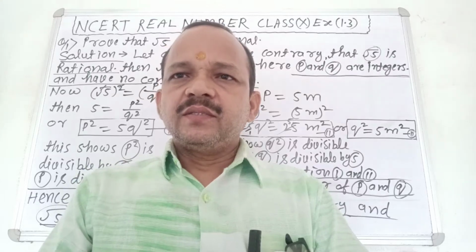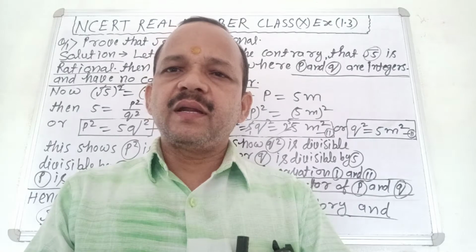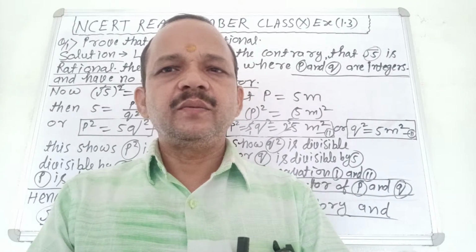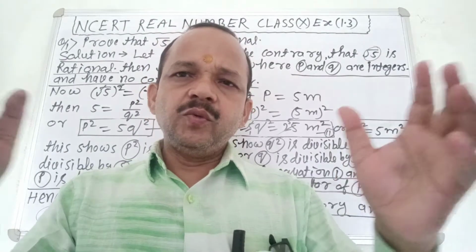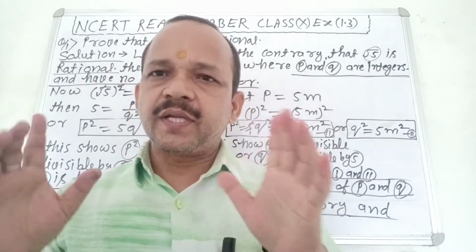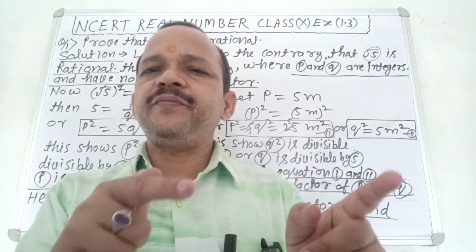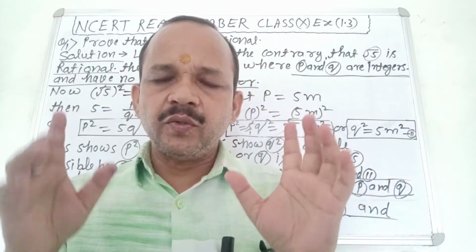Good morning class. Today I want to describe real numbers for class 10th. Exercise 1.3, question number first. Concentrate your mind and listen to my words. I want to describe that root 5 is irrational. No confusion about it. Very good.